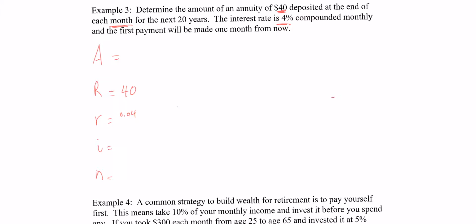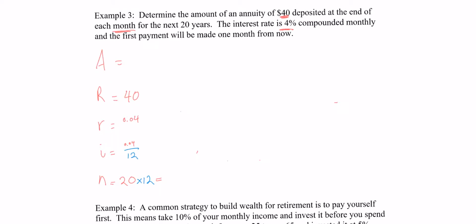And our I value that we calculate for a month is going to be 0.04 divided by 12. Now, as for N, we'll go and calculate N. N is 20 years. And then we're going to times that by 12 because there's 12 months in every year. And that gives us 240.